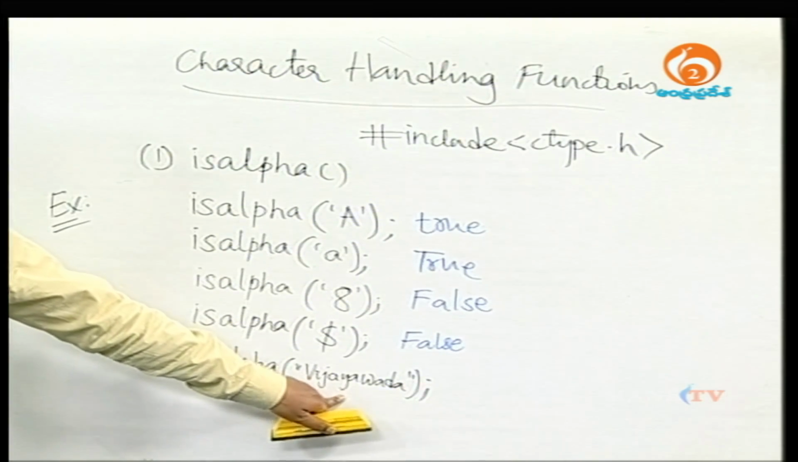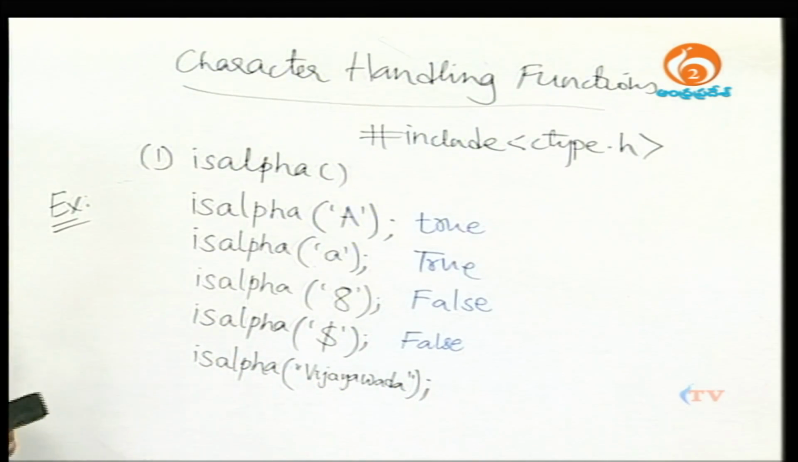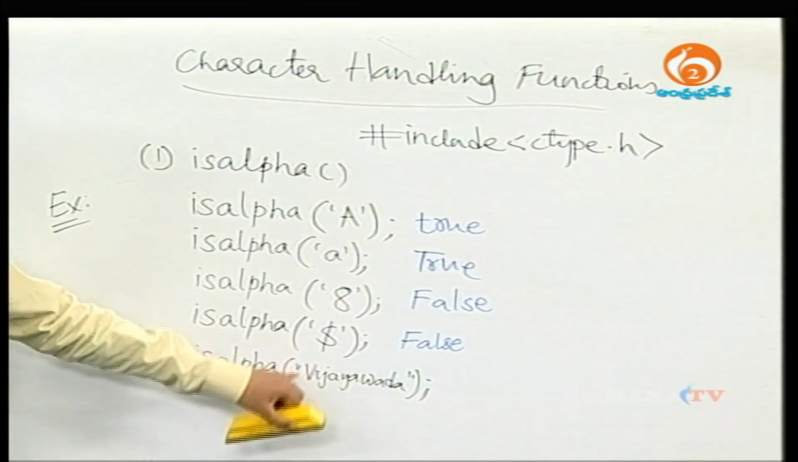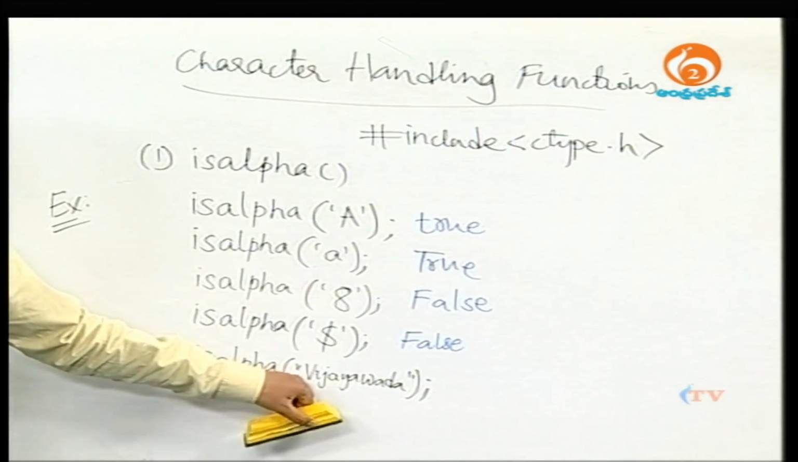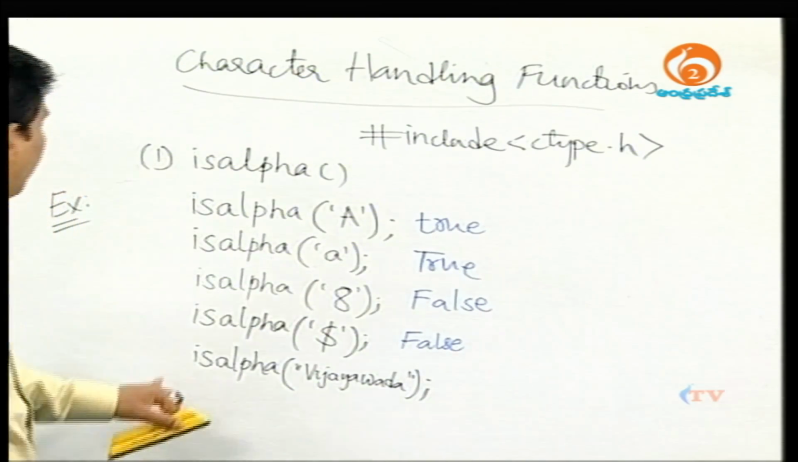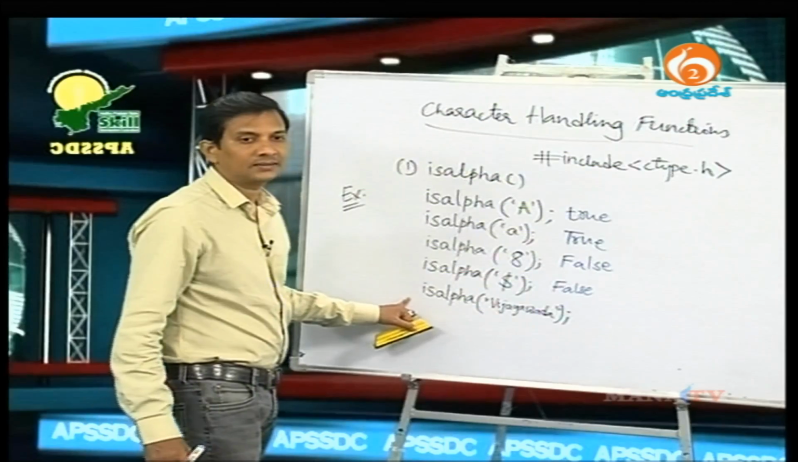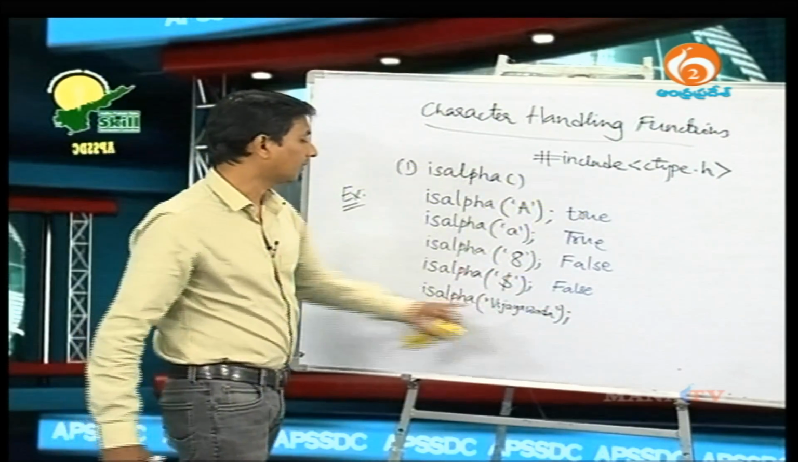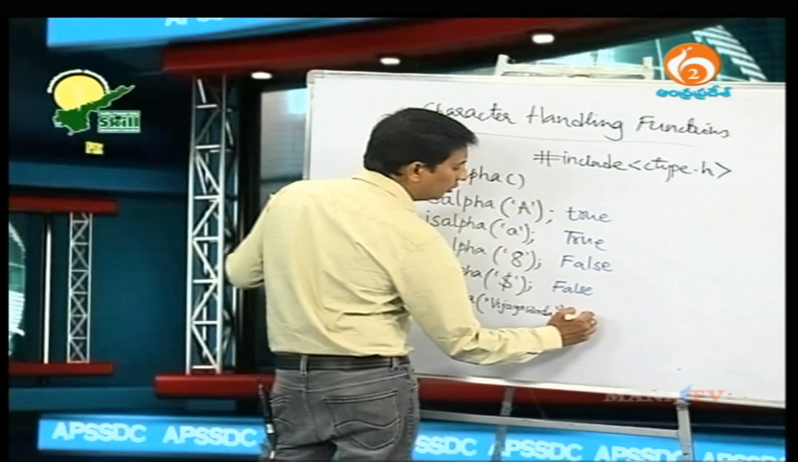Next, isalpha of Vijayawada? No, I cannot write that. We have to write only a single letter within single quotes, because it is a character handling function. I cannot write a string here, so this leads to an error.